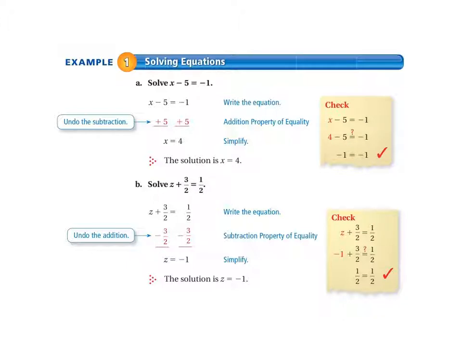Today we'll be beginning on page 98 of your red textbook. Example 1, solving equations. Letter A, solve x minus 5 equals negative 1.